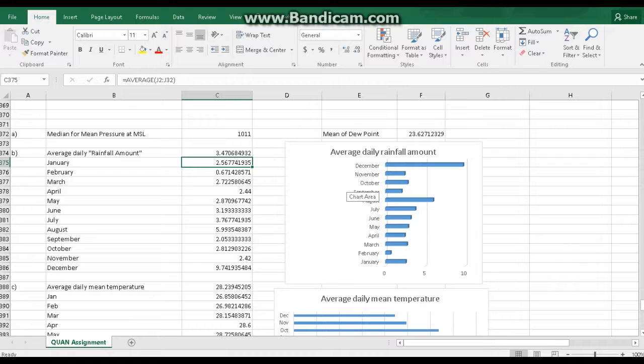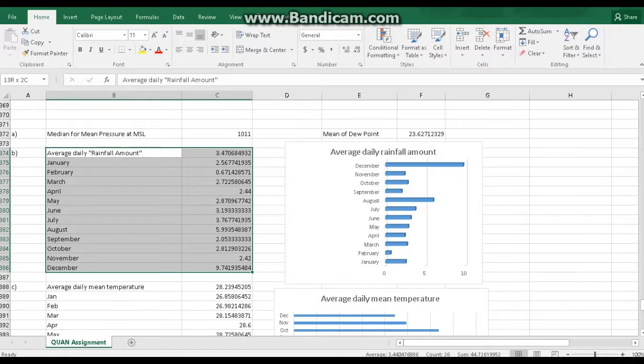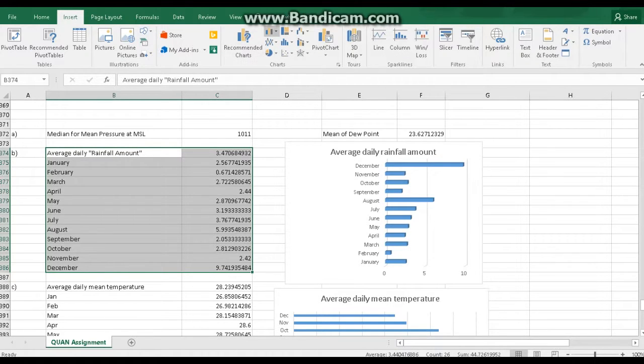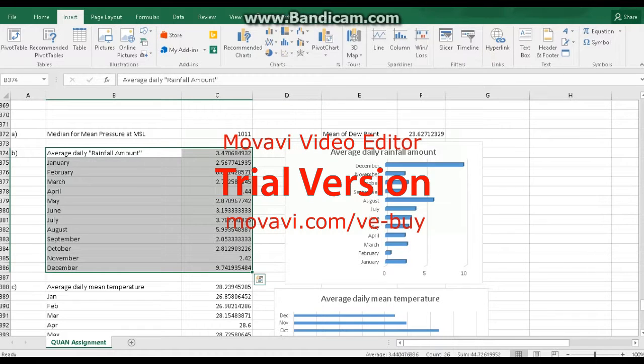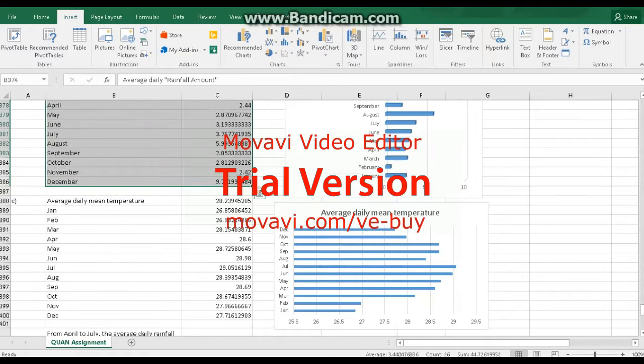And to generate the bar chart, I highlighted the whole thing, went to insert, and bar chart, chose the 3D bar, and titled the bar chart average daily rainfall amount.